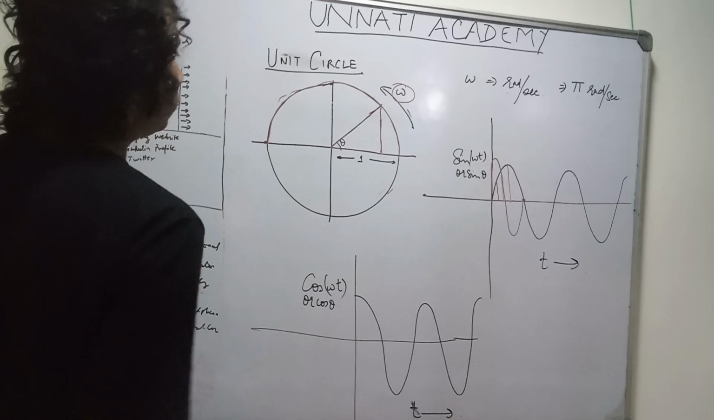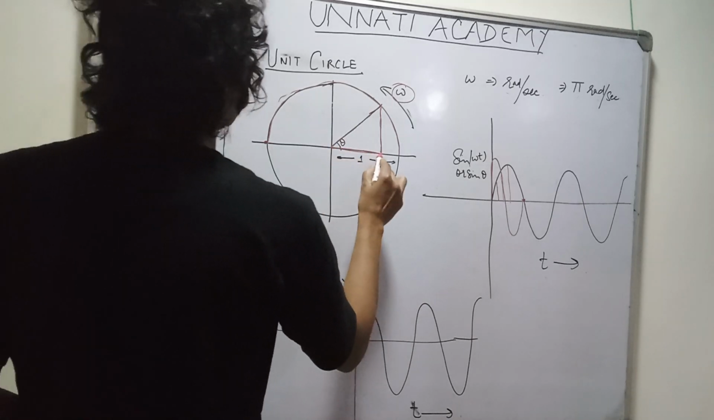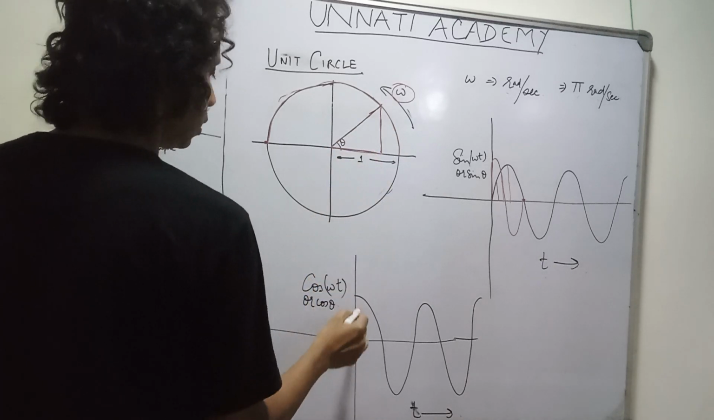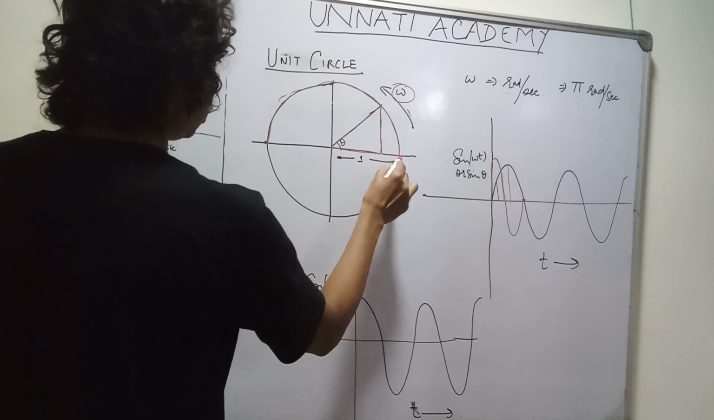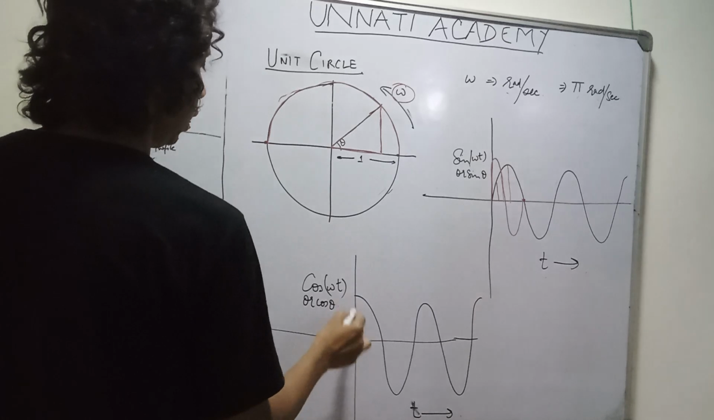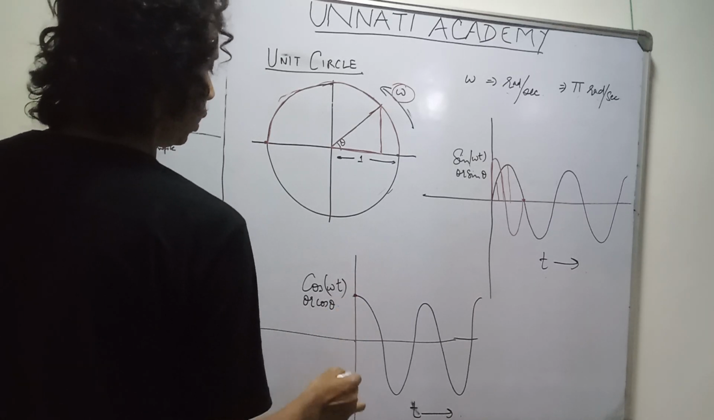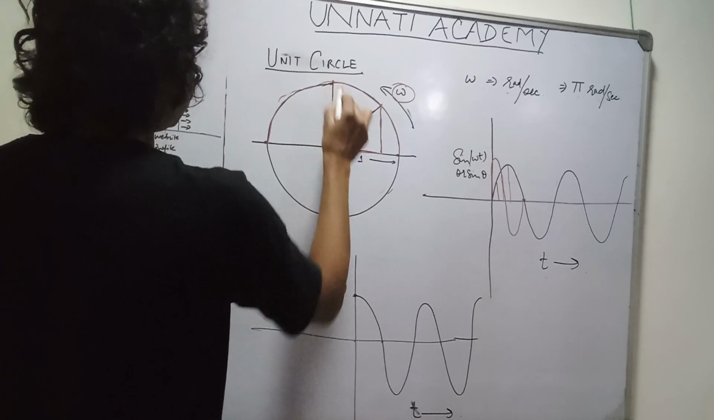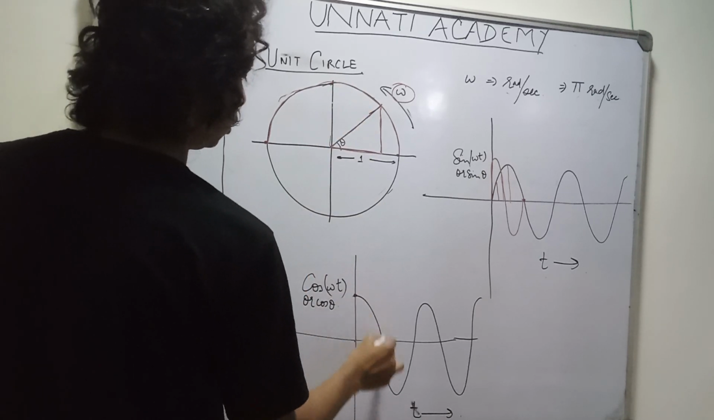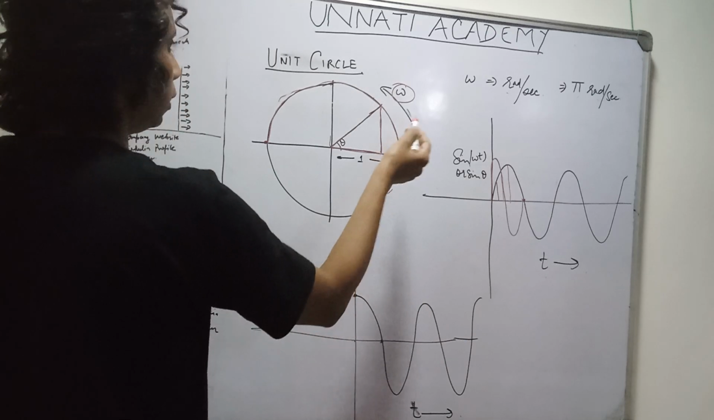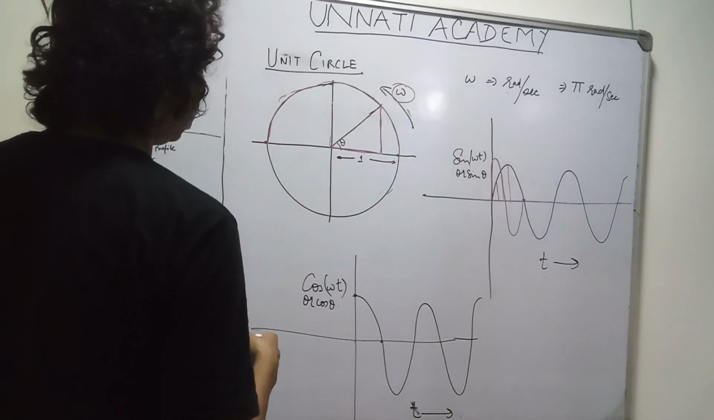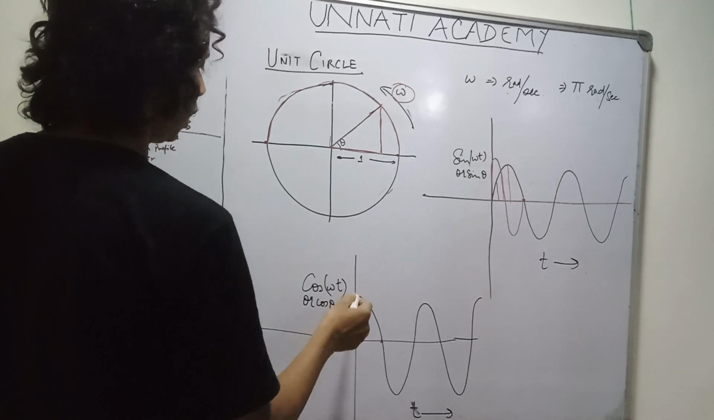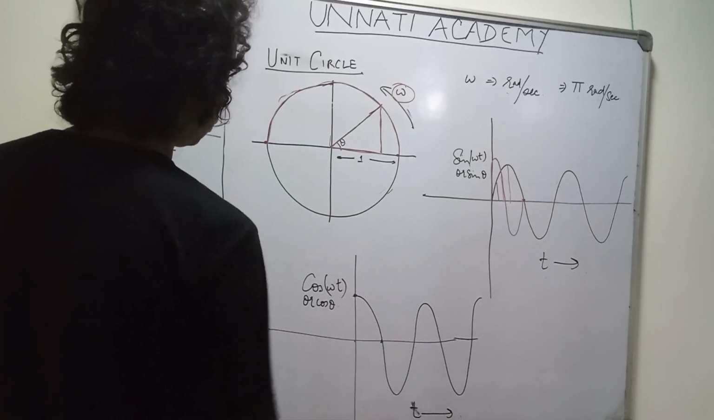Same with the cos curve. The cos curve is nothing but the horizontal projection of this radius vector, and you can see that at angle 0 this would be 1, and that's why cos starts with 1, and at pi by 2, cos pi by 2 is 0, and that's how the cos curve goes. And the same relationship holds between the angular speed of rotation and the frequency of the cosine curve.